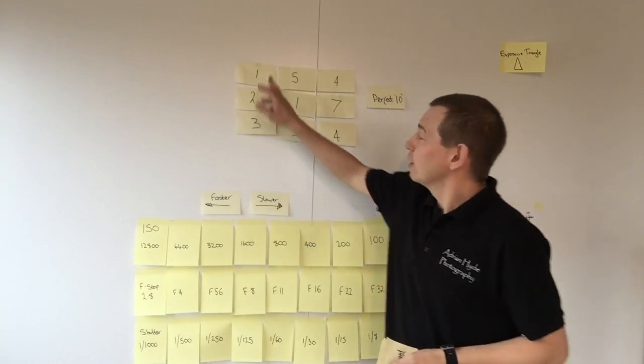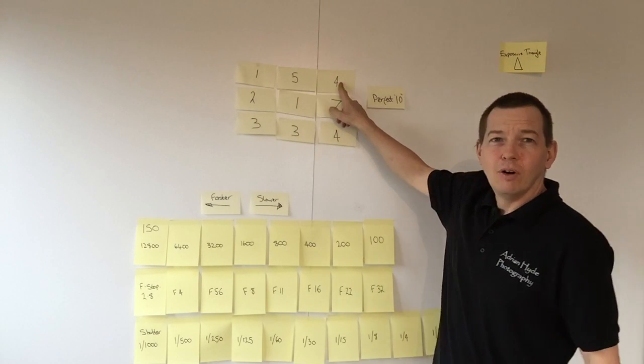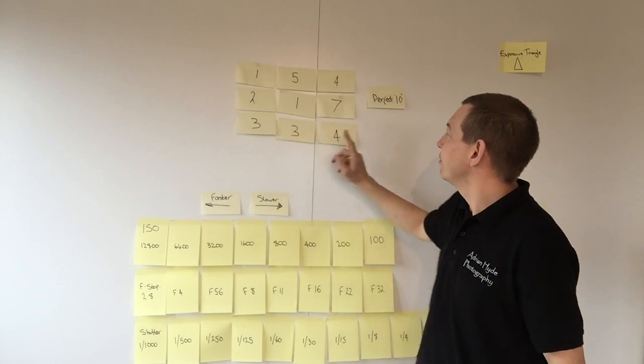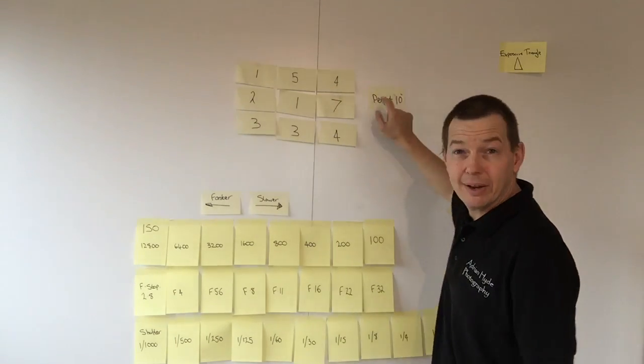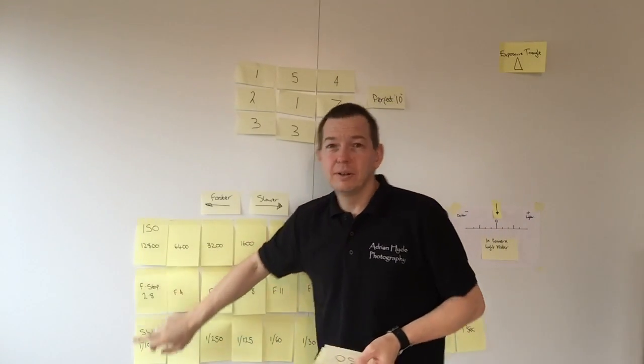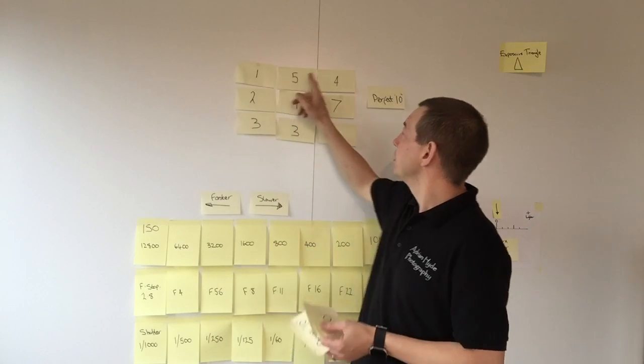So as you can see, we've got a perfect 10 here. Now 1, 5 and 4 may be something completely different to 3, 3 and 4. We still come out at 10. So as we've got 3 elements here, 1, 2 and 3, we are going to change these and just call them 1, 2 and 3.